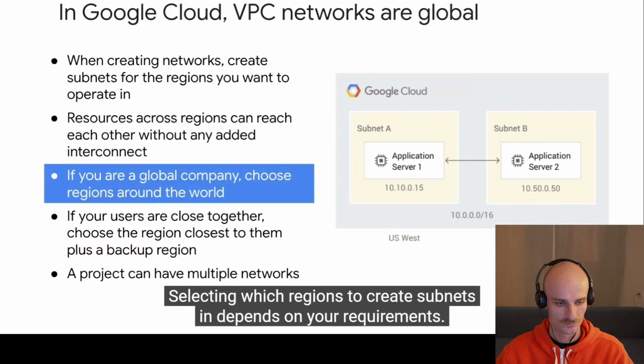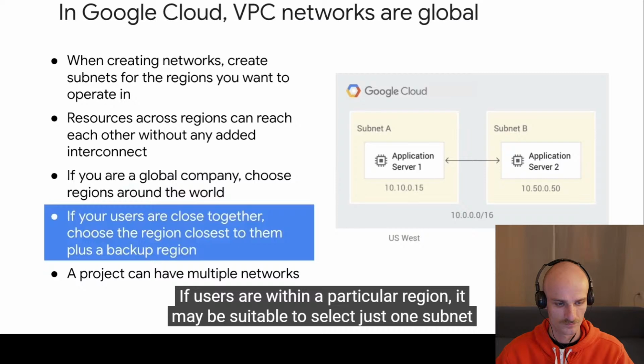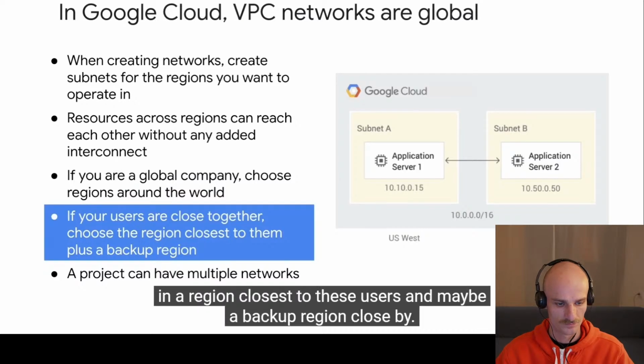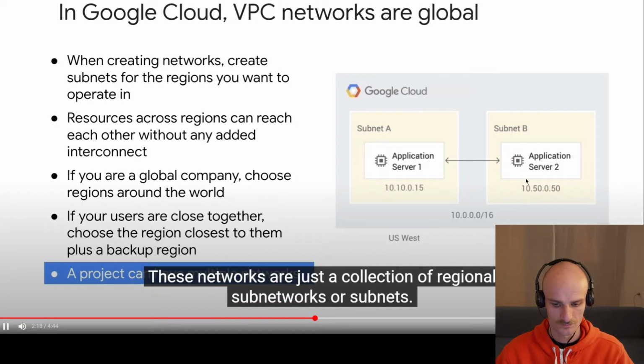Selecting which regions to create subnets in depends on your requirements. For example, if you are a global company, you will most likely create subnetworks in regions across the world. If users are within a particular region, it may be suitable to select just one subnet in a region closest to these users and maybe a backup region close by. Also, you can have multiple networks per project. These networks are just a collection of regional subnetworks or subnets.